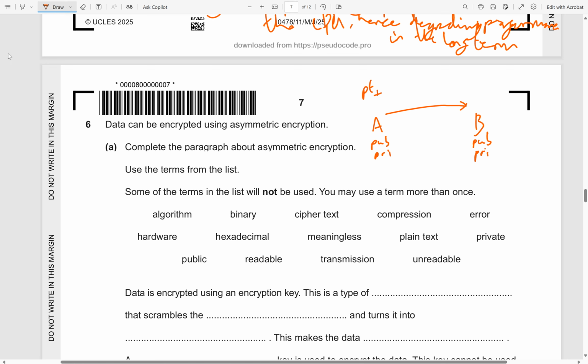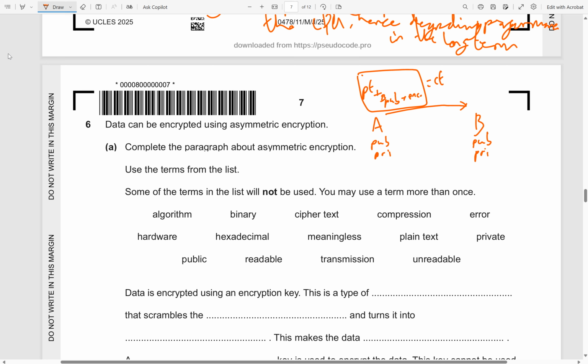So what we're going to need is B's public key. Let's write that, B pub. Again we take the plaintext plus B's public key, plus the encryption algorithm. This thing then spits out the ciphertext, CT.